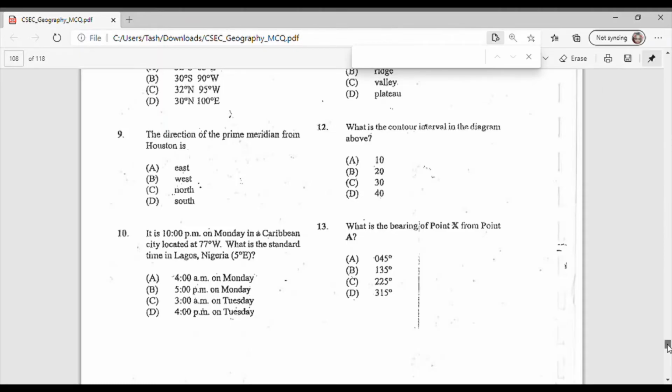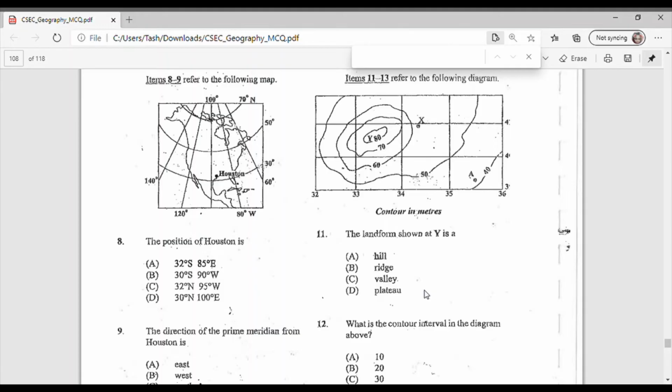For number 11, the landform shown at Y is A. So Y is at the top here. We see that it is only 80 meters here. So it's not high enough to be a mountain or anything. Based on that, we are going to say that 11 is a hill. So the answer for number 11 is A. It can't be a plateau. It does not have a flat top. It's not a valley either based on the height, and neither is it a ridge.